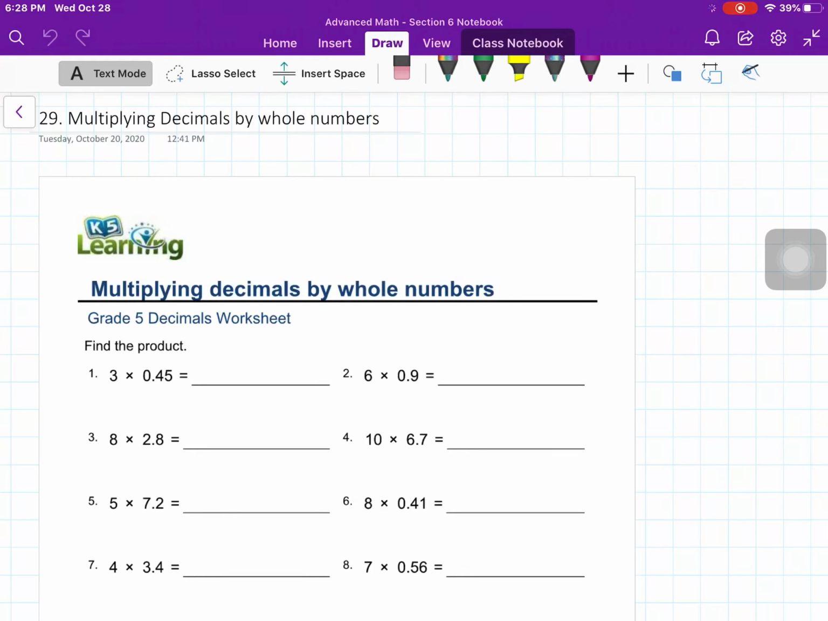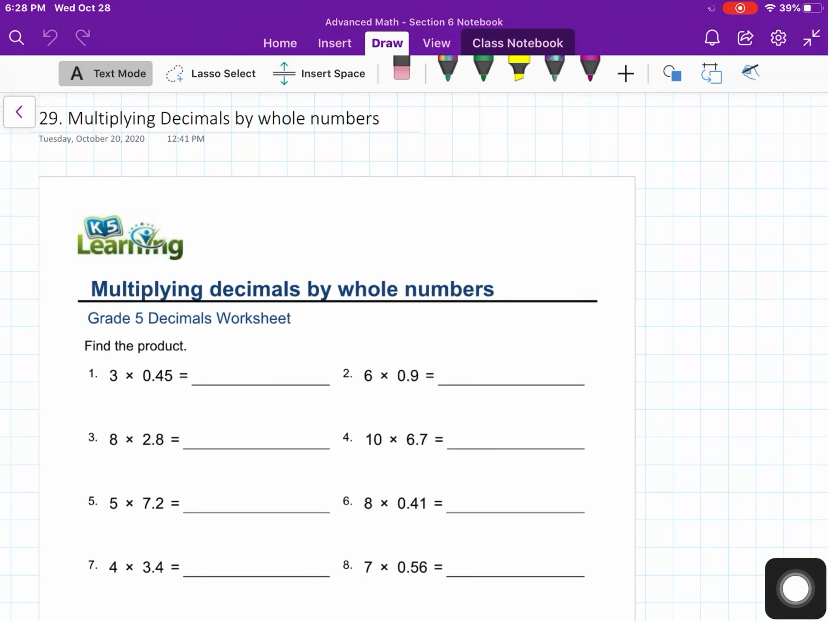Multiplying decimals by whole numbers. All right, so we've already practiced putting the decimal point in the right spot in our answer. We've practiced multiplying by tens and by hundreds, so it's just moving the decimal point. So now we get into some actual multiplying, and then we have to put the decimal in the right spot according to what we have learned.